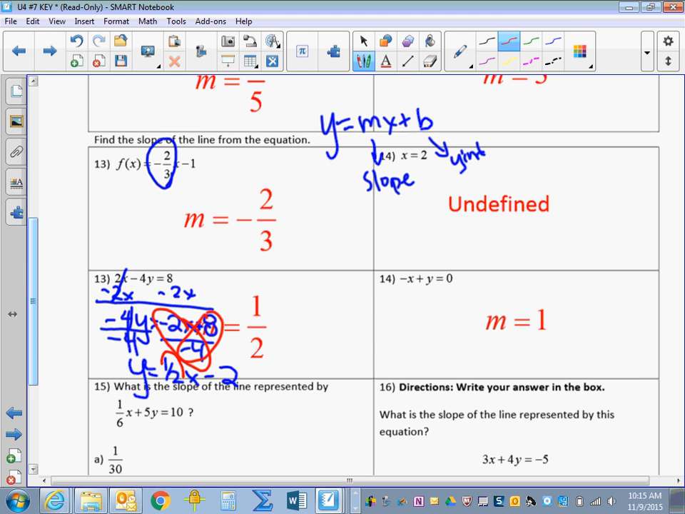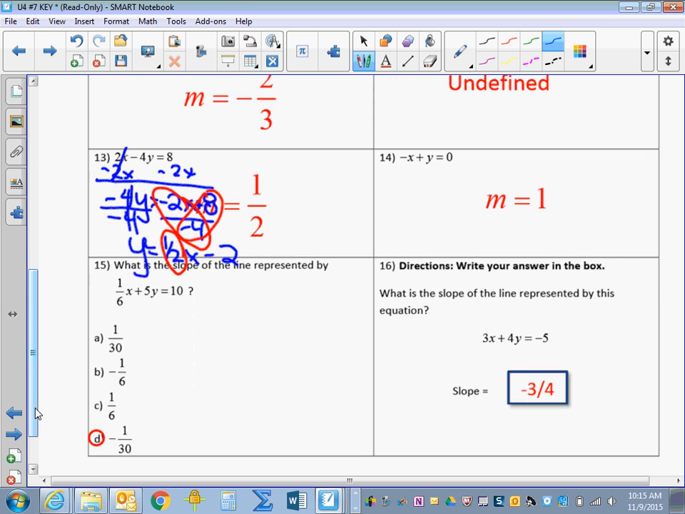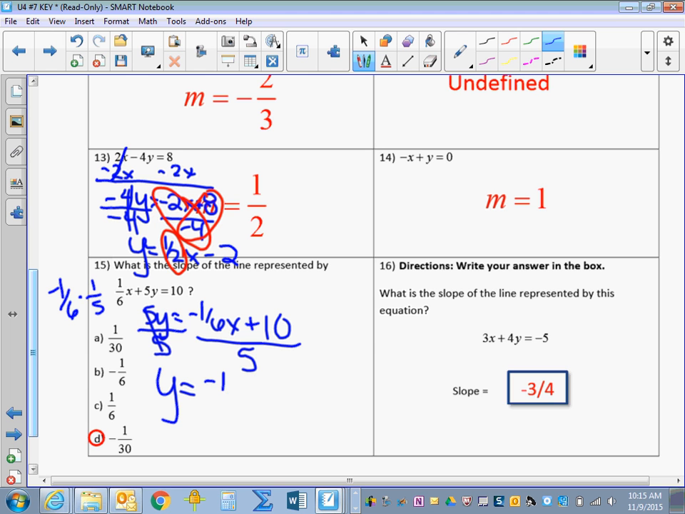So again, here's this. That's a similar thing that we do for 15. We want to solve for y. So I get 5y equals negative 1/6 x plus 10. Subtract my 1/6 x over, then divide by 5. You get y equals negative 1/6 divided by 5, which is the same thing as multiplying by 1/5. So negative 1/30 x plus 2.